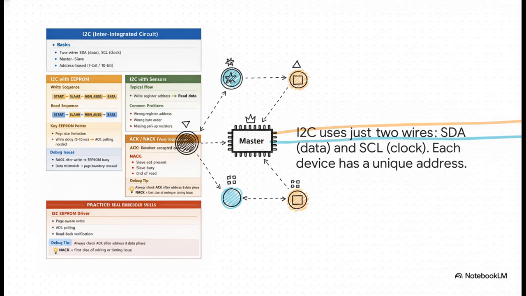But wait, if everyone's sharing the same two wires, how does the master talk to just one specific sensor? Well, that's the brilliant part. Every single slave device on that bus has its own unique address. It's basically like giving each chip its own phone number on a party line. The master just dials up the address of the device it wants to talk to.